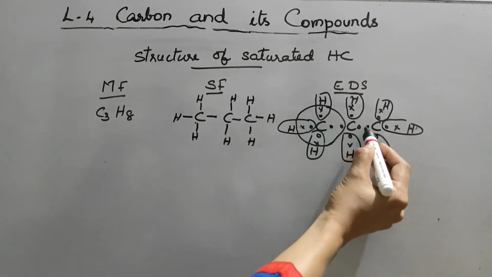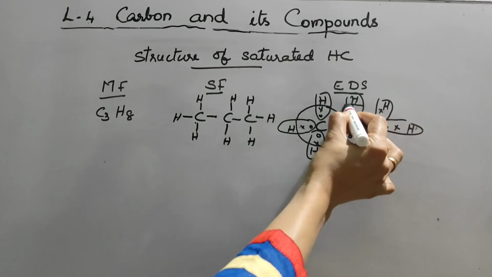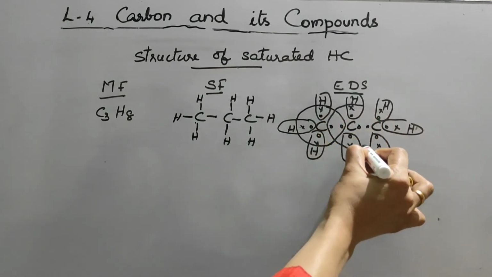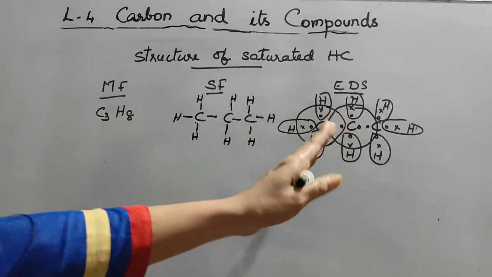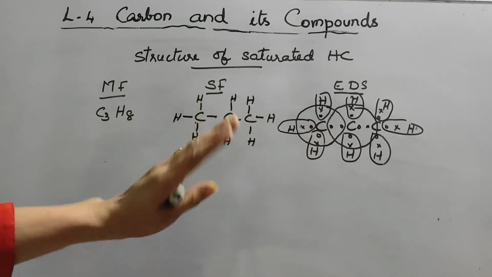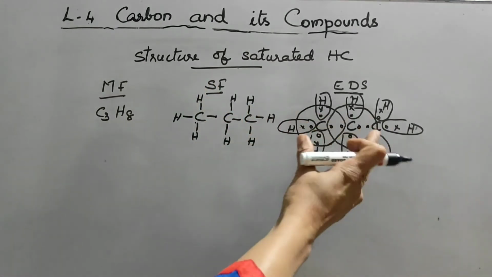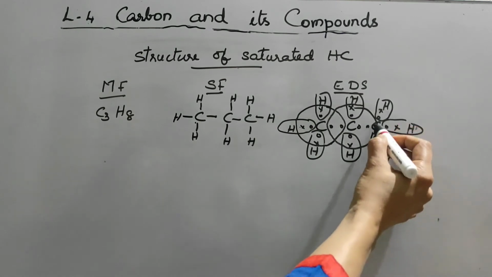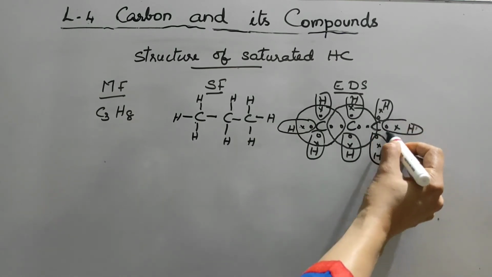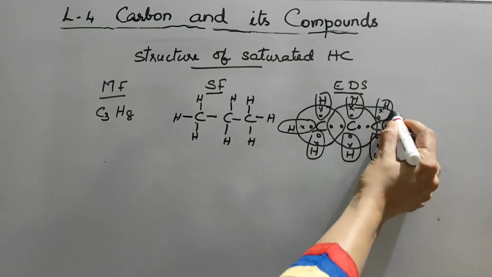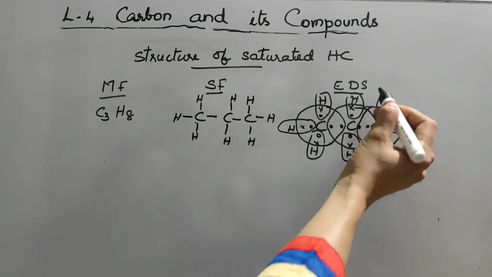Second carbon also needs 8 electrons, so they are sharing 1 2 and 3 4 5 6 7 8. Look at that, in both cases they share the neighboring carbon atom's electrons also. And the last carbon: 1 2 3 4 5 6 7 8. Look, they are drawing like this. This is the way.